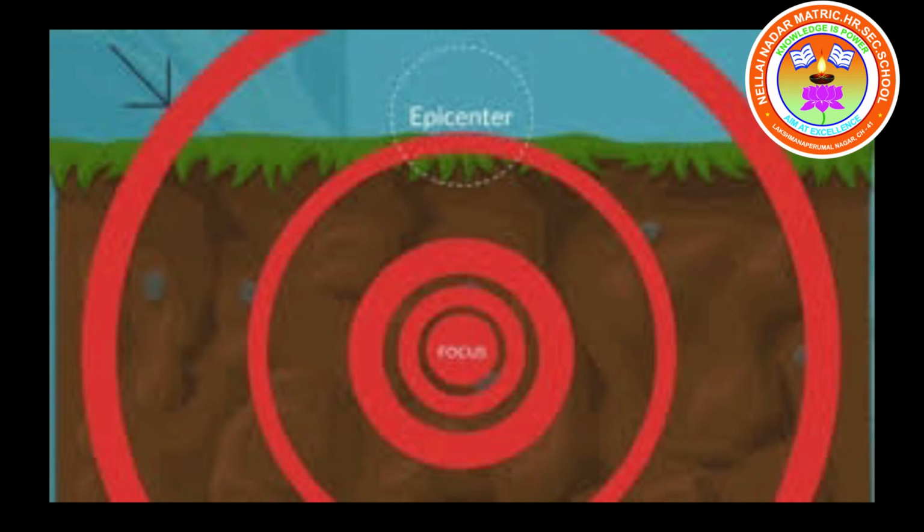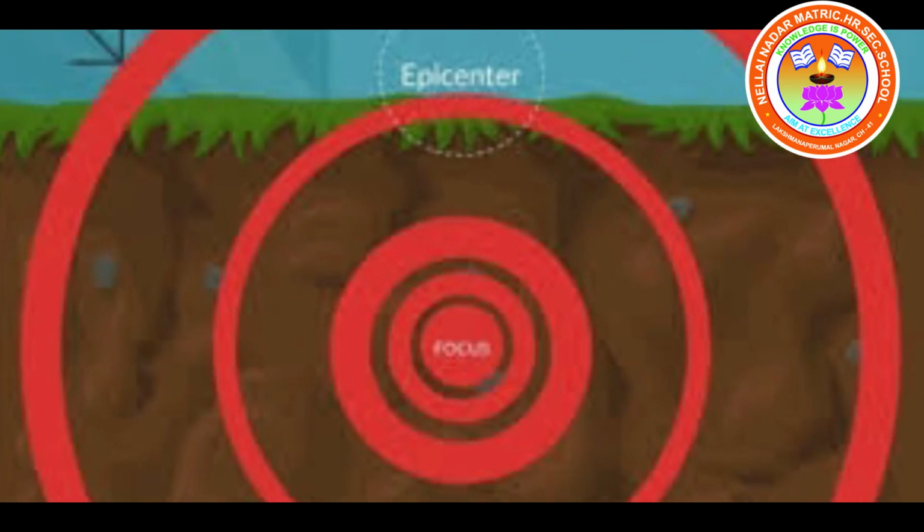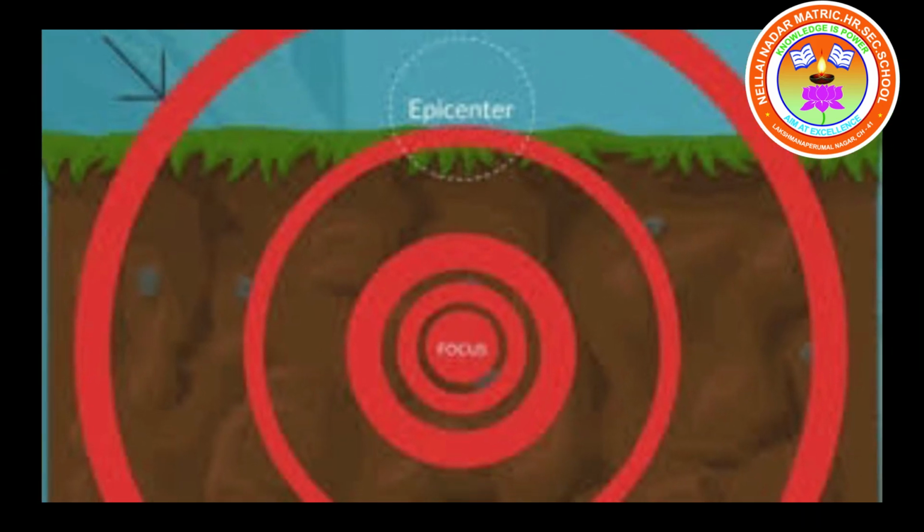The point of origin of an earthquake is called the focus. See, in the screen, in the core part, the focus is mentioned. And that is the hypocenter, which generates a series of elastic waves. And another one, it's written, children, epicenter, is a point on the earth's surface. It lies directly above the focus. Yes, epicenter is above the focus. The impact of the earthquake is felt the most at the epicenter.